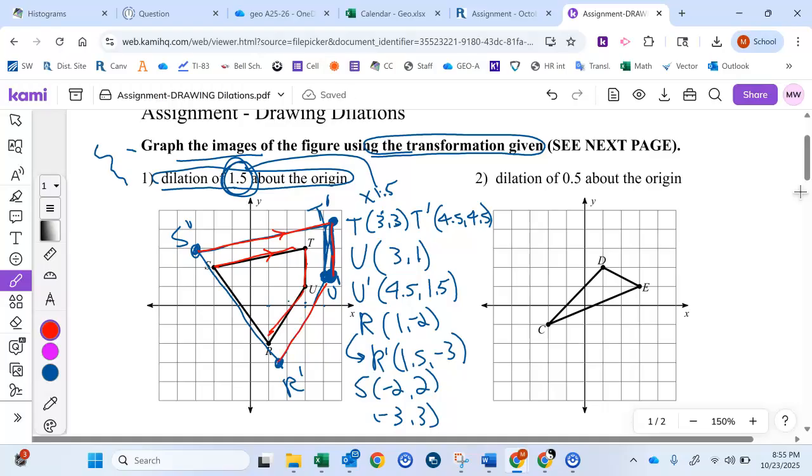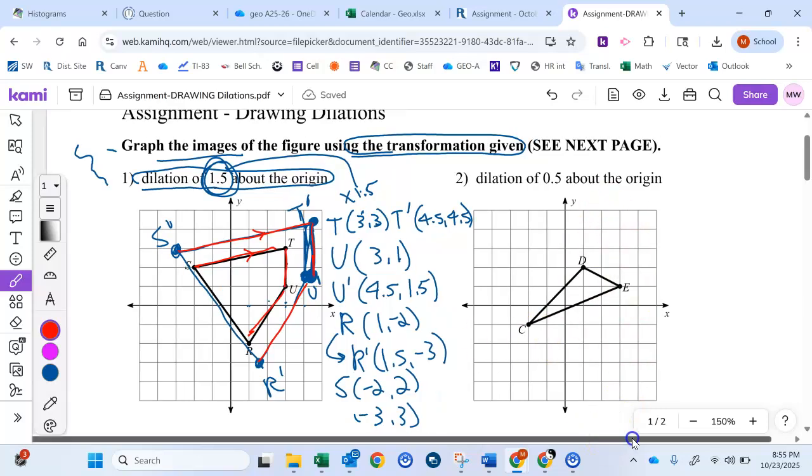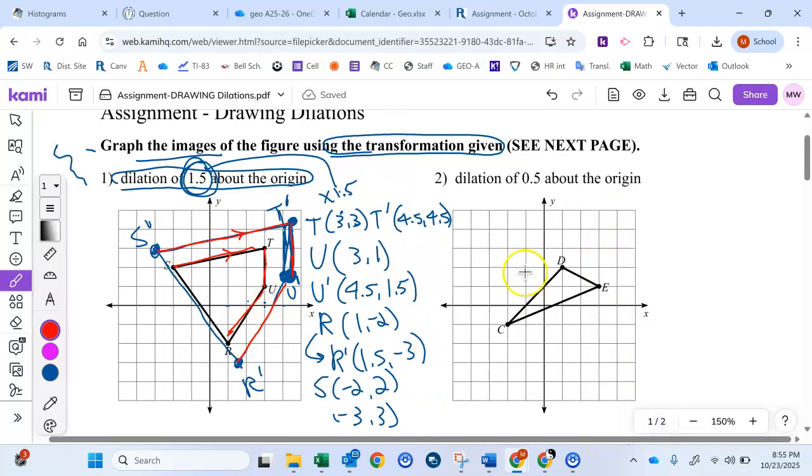Okay, but basically that's how you can check it to make sure you did it correctly: make sure that all the sides are parallel to the corresponding side. Okay. All right, so I'm going to let you guys try this if you want, but keep in mind this number 2 is a 0.5, so we have to multiply it by 0.5. It's going to get smaller. Anything less than 1 is smaller.